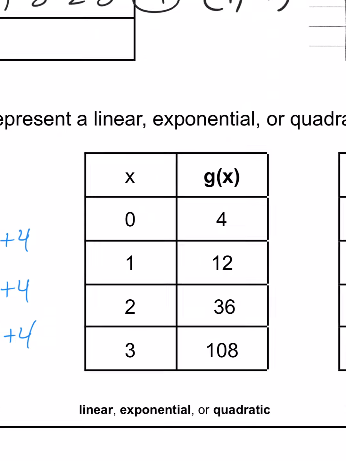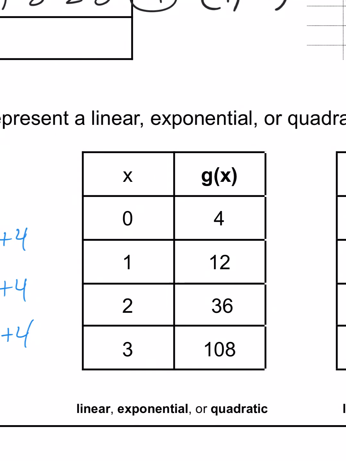Let's try the next one. Okay, this one's a little different. We notice that from 4 to 12, this is multiplying by 3. 12 to 36, this is multiplying by 3. Just like we did before, when we have repeated multiplication, this is exponential. This is an exponential function.